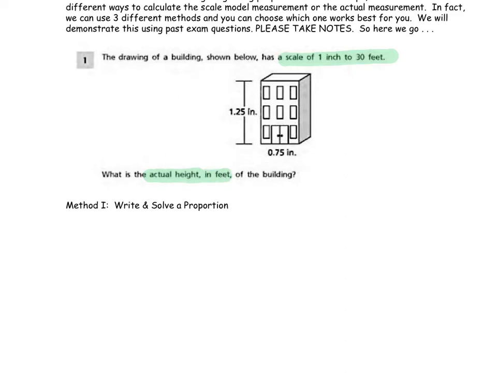So if I look at the drawing, they've given us 2 dimensions, but we just want this height. So we're going to start by using a proportion. And when I use a proportion, I usually use the scale as they give it to me. So they gave me 1 inch, and labeling is important, and 30 feet. A proportion is 2 equal ratios.